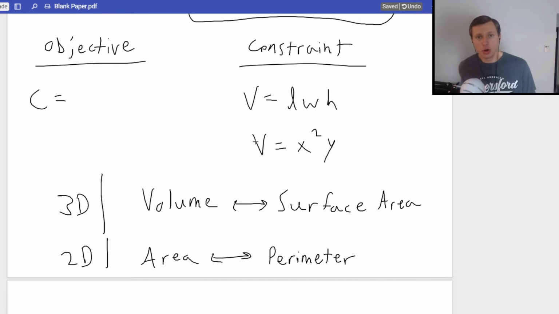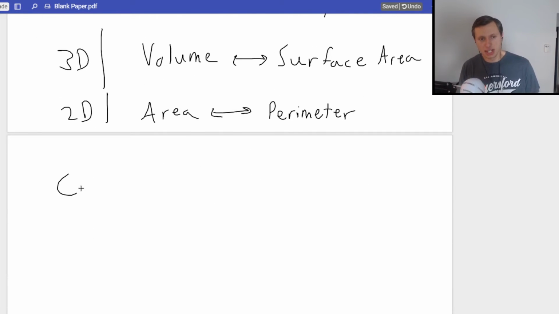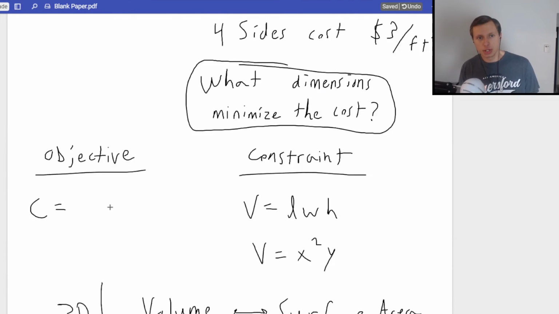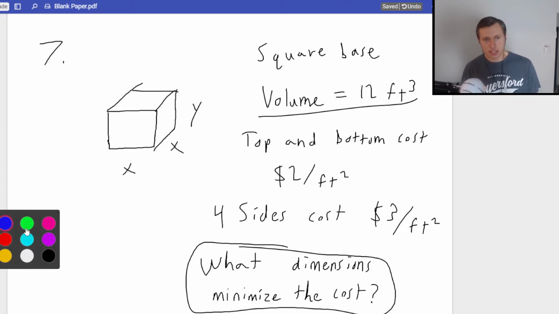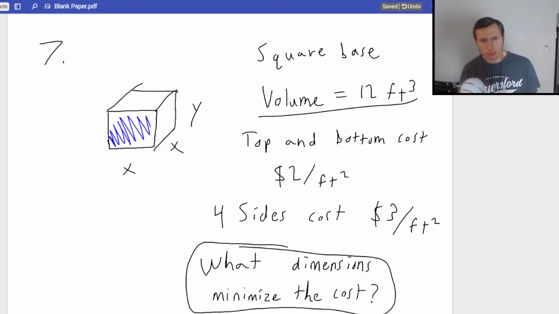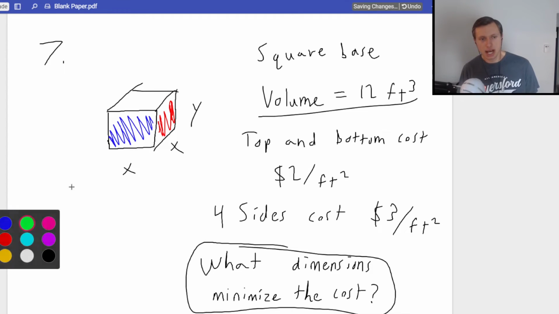Okay, so since volume was the constraint, and we're talking about a 3D object for this one, it means that the cost should be the surface area. Okay, so let's talk about this. I'm going to draw C again down here because I need the room. So I'm going to scroll up for a second. How many sides do I have on a rectangular prism? I have 6, right? I have the front, which I'll label blue. I have the side, which I'll label red. I have the top, which I'll label green.